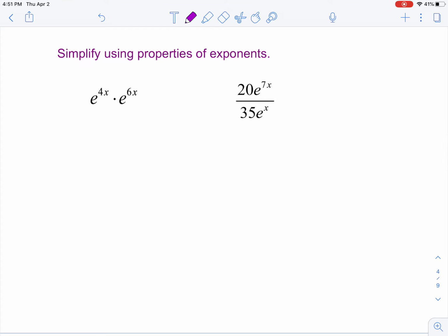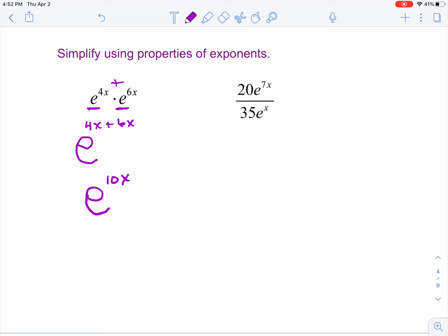All right, now we have the same base being multiplied. So if the bases are the same, what do we do to the exponents? Well, we add them. So we have e to the 4x plus 6x, which gives us an answer of e to the 10x.